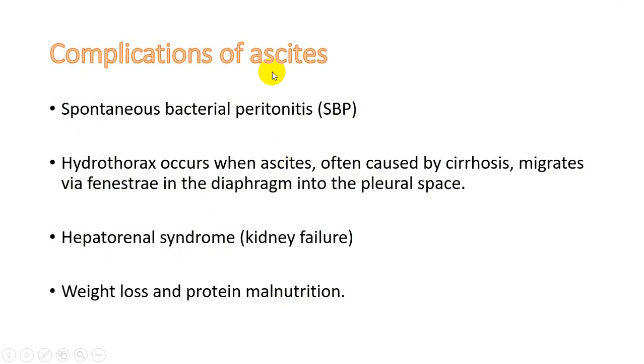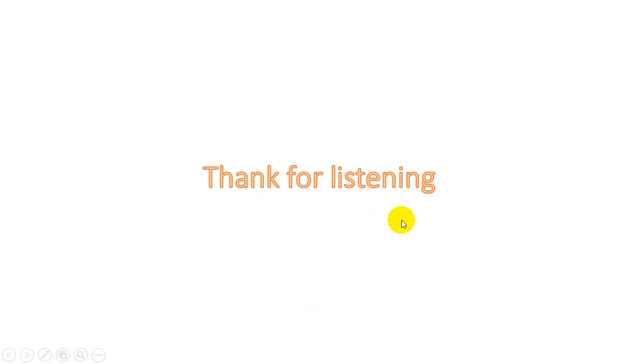Ascites could result in a number of complications, mainly and most commonly infection, like spontaneous bacterial peritonitis. Ascitic fluid could migrate to the chest and result in hydrothorax through anatomical fenestrations present in the diaphragm. Also weight loss and protein malnutrition, which may signify the underlying chronic disease, and finally, hepatorenal syndrome or renal failure. Thank you very much.